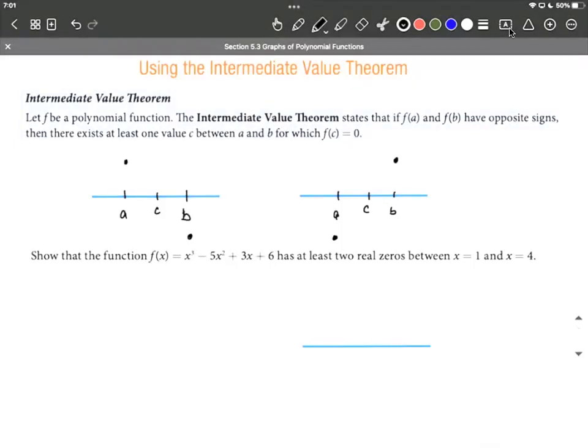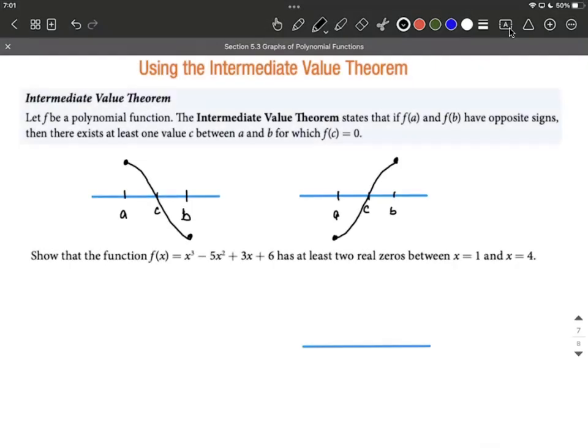So if I start at a point that's above the x-axis, and I want to get to a point that's below the x-axis, somewhere in between a and b, I have to cross the x-axis, or I have to have a y value of 0. Same thing if I start below and I have to get above the x-axis to connect these 2 points together. Well, I have to cross the x-axis somewhere in between a and b. That's all it says for the intermediate value theorem. We can't pinpoint exactly where c is without more work.